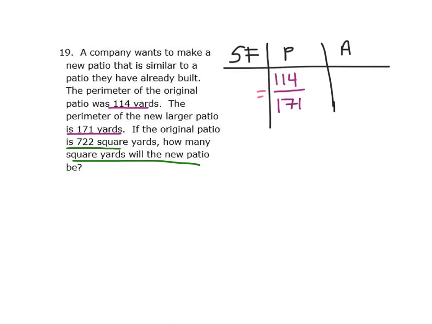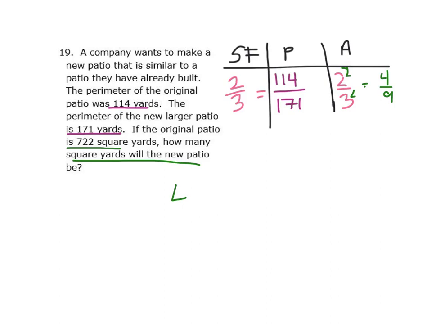Remember, scale factor and the ratio for perimeter is the same. So if you're able to reduce 114 and 171, so 114 divided by 171 is 2/3. And then for the area, we're going to take that 2/3 and square it, which means the scale factor for area is going to be 4/9.